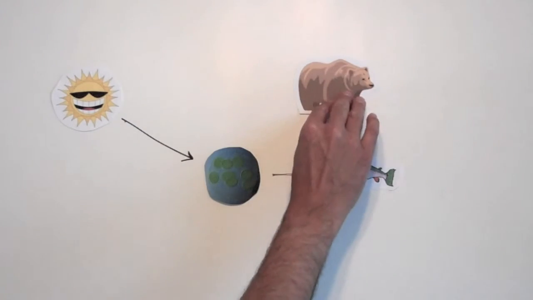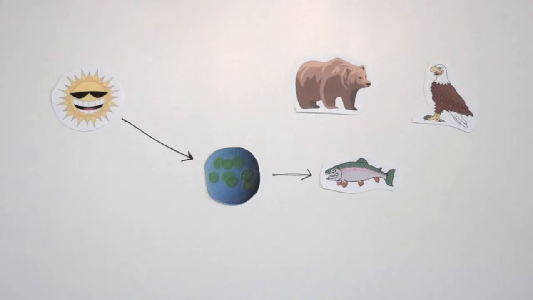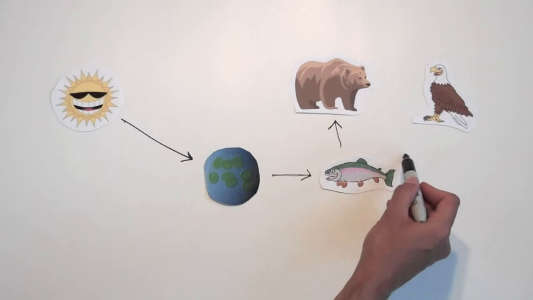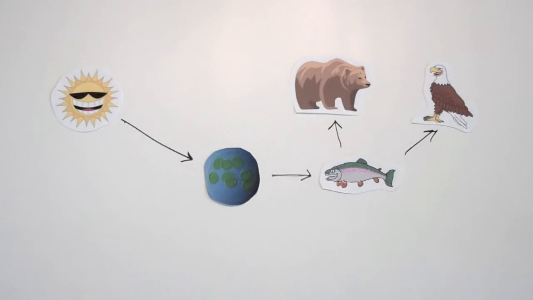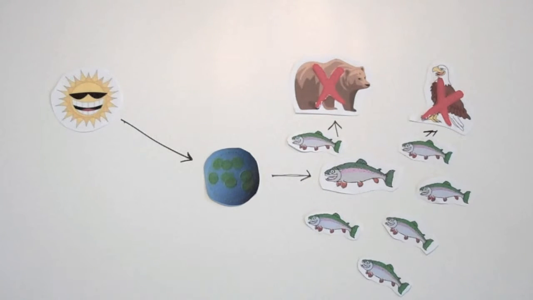Let's say there's a bear who also likes to eat the fish, but so does the bald eagle. These two organisms have to compete for their food since they both eat the same thing. Now let's say all the bears and all the eagles die because of hunters. Now the fish don't have to worry about being eaten. They will multiply and flourish. This will cause overpopulation, which can be harmful to the environment.